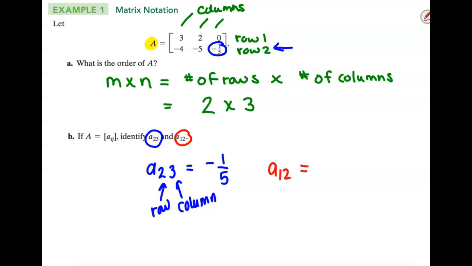All right, this one, A 1 2. What is that element? It's row 1, column 2. So row 1, column 2. So that element is 2.